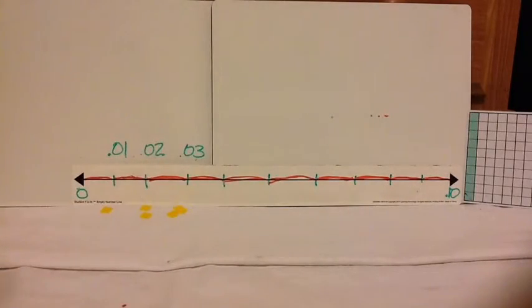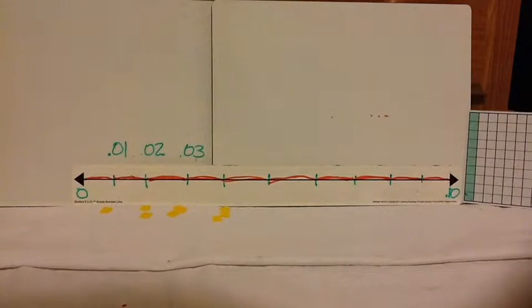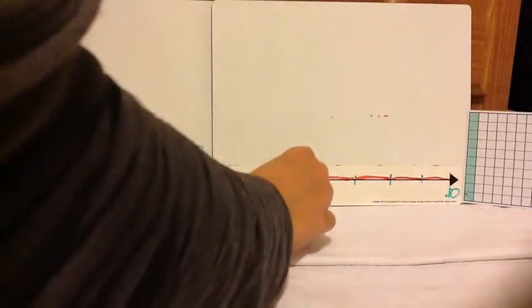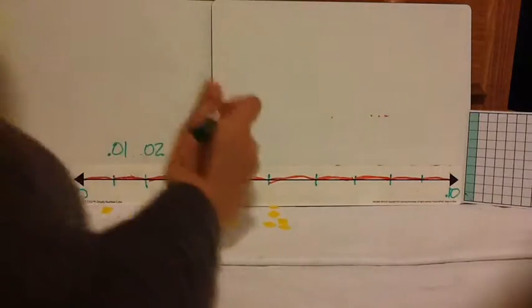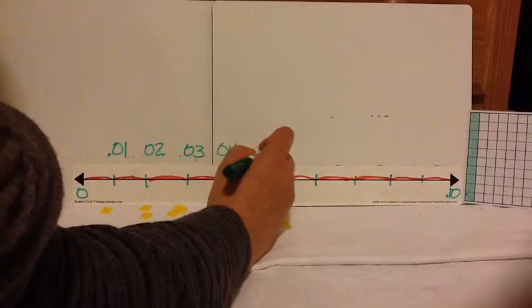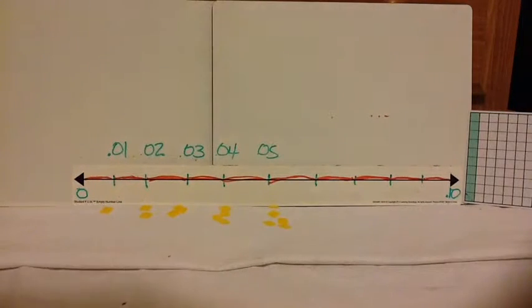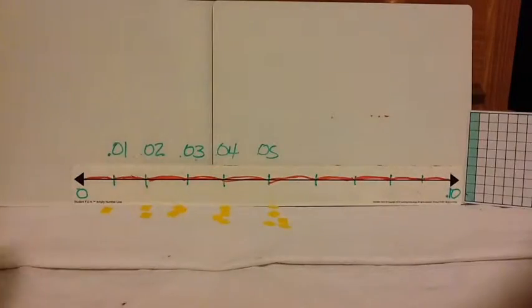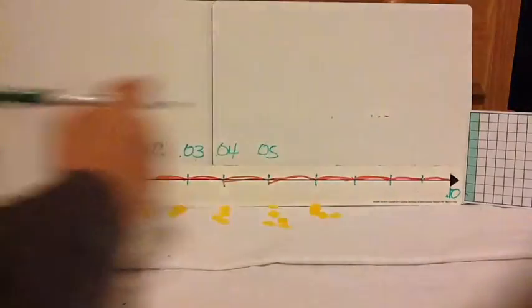Three hundredths. Hope you can see these. Here's 4 hundredths. Here's 5 hundredths. Think of each of these as a penny. That's the best way you can picture this. Think of each of these as a penny. 1, 2, 3, 4, 5, 6. So this will be 6 hundredths.